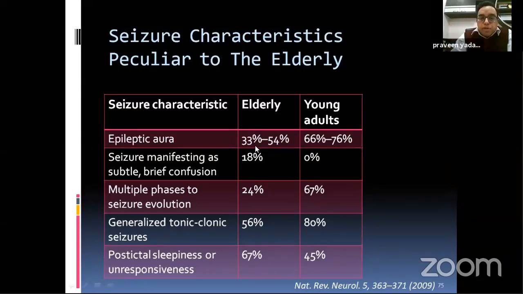There may be no epileptic aura. There may be no GTCS. It may just present with fluctuating cognition and all those things. You may not get the complete jerking. So these things have to be kept in mind whenever you are taking the history. It may require a very high clinical suspicion to diagnose a typical seizure in an elderly population.